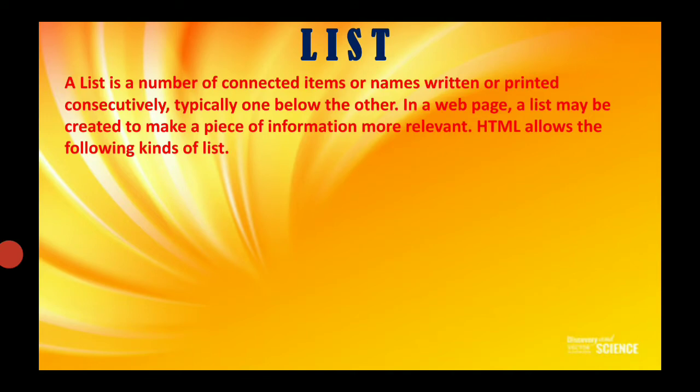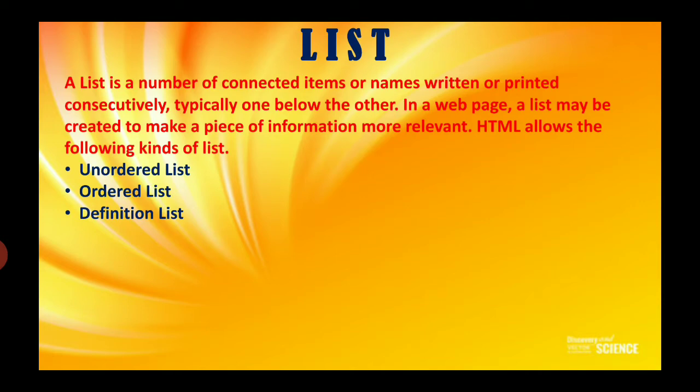HTML allows the following kinds of lists. Now there are three types of lists. One is the unordered list. Unordered list basically focuses on the bulleted symbols. Okay, ordered list focuses on numbers and alphabets, 1, 2, 3, 4 or ABCD. So this comes under ordered list, and if any symbols or bulleted symbols are to be used, it comes under unordered list. And the last is the definition list. So these are the three types of lists that I'll be explaining in this session.